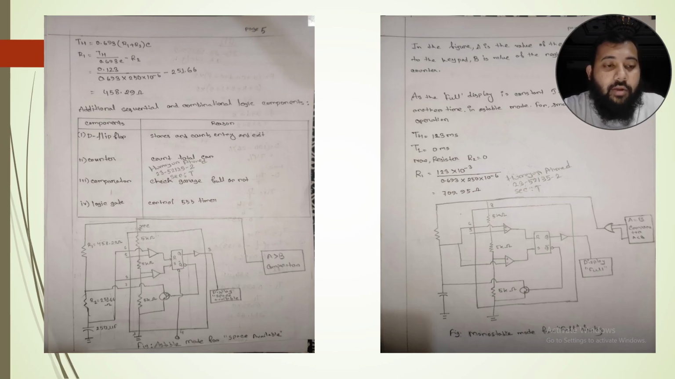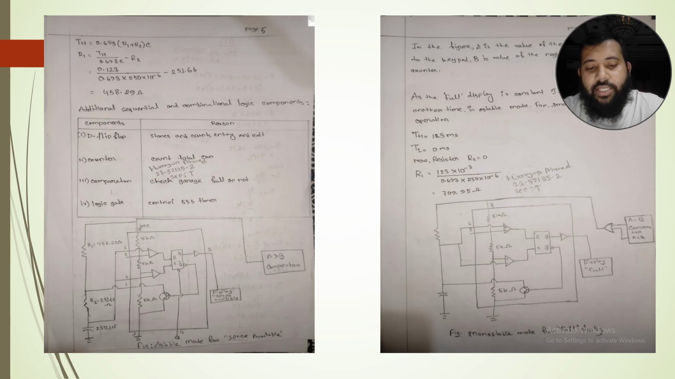We can see that there are R1 and R2. Everybody knows about that. In the astable mode, we are using two resistors and a capacitor, and in the monostable timer we are using only one resistor. That's why R2 is equal to 0 and R1 has its own value, which is 709.95 ohm in this figure. We can also see that in the full display it is constant.